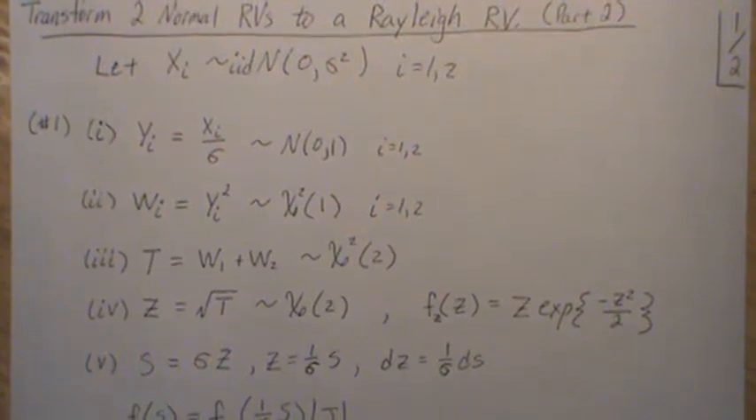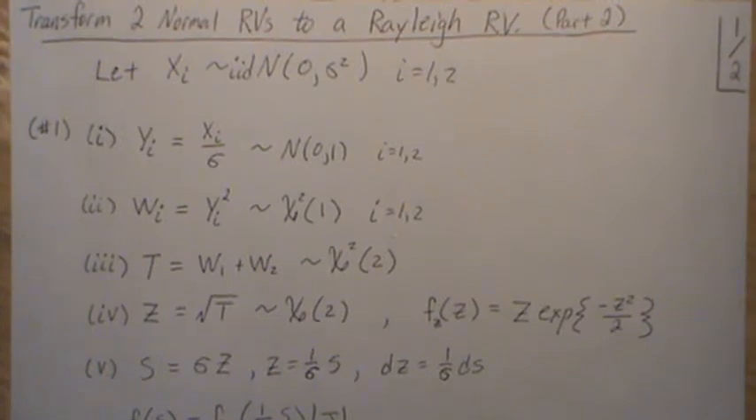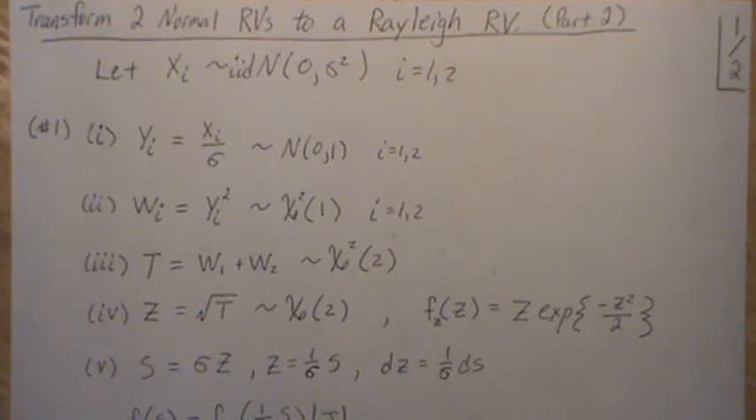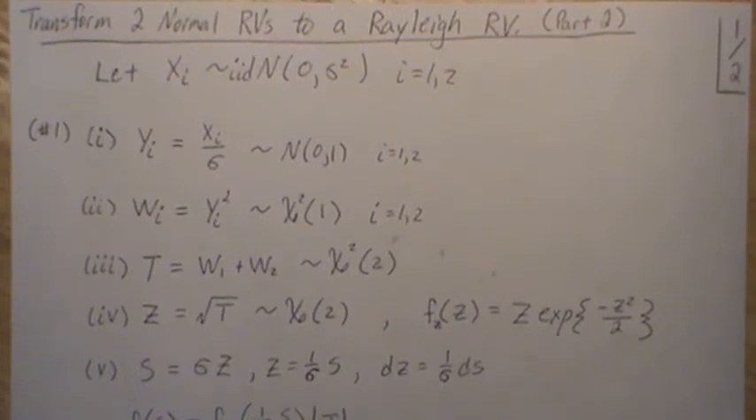Hello, this is the next video in a playlist that I'm calling Transformations of Random Variables. And this is part 2, where we look at taking two normal random variables and transforming them to a Rayleigh distribution, a Rayleigh random variable. Now in part 1 we used one method, in part 2 we're going to use two different methods.